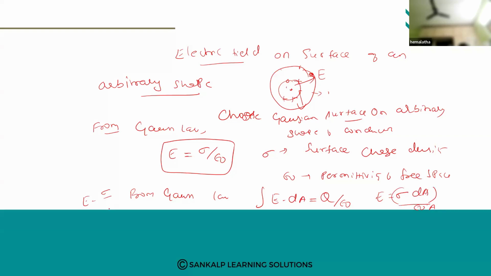So the 3 marks question is: E is equal to sigma by epsilon naught, you have to derive that for any surface charge distribution. Draw a diagram of the surface charge distribution, and like this we have to derive this equation.